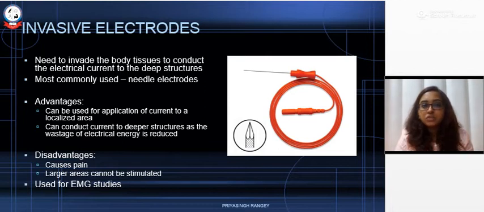The advantage of using invasive electrodes is that they can be used for the application of current to a small localized area, and we can conduct the current to deeper structures, which was not possible with rubber electrodes. When we are using rubber electrodes, the intensity of current that we can apply is very small, and that is usually worn off when the current is trying to go through the superficial tissues. Hence we cannot reach the deeper structures. But with invasive electrodes, since the electrode is going into the deeper structures, the current can be easily conducted to the deeper tissues.